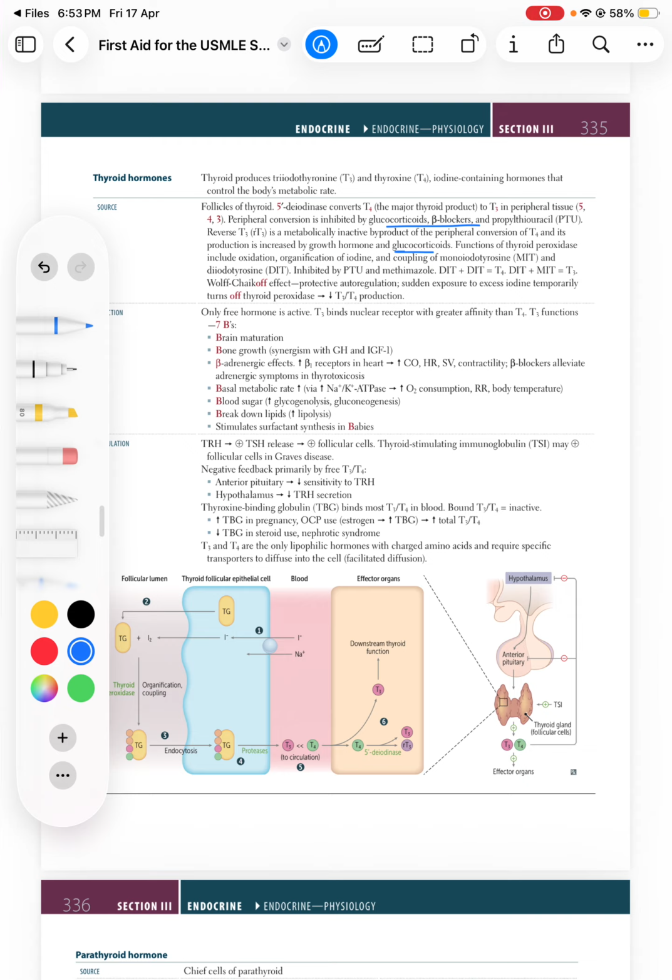Okay, now the functions of thyroid peroxidase include oxidation, organification of iodine, and coupling of monoiodotyrosine and diiodotyrosine, inhibited by propylthiouracil and methimazole. Again, that point is mentioned. Diiodotyrosine combined with diiodotyrosine forms T4, and diiodotyrosine plus monoiodotyrosine forms T3.